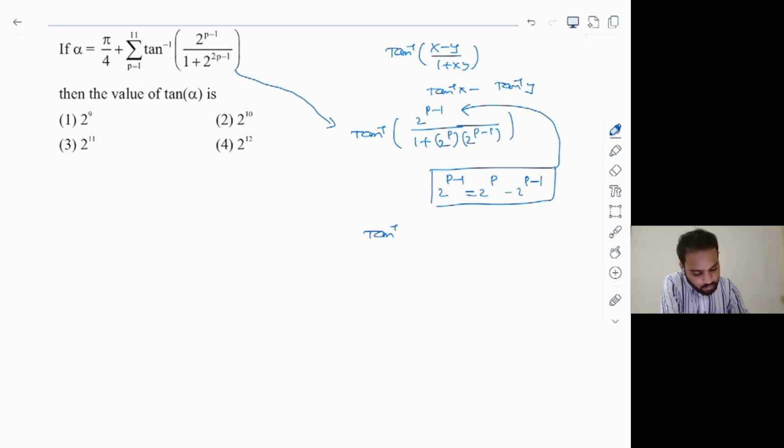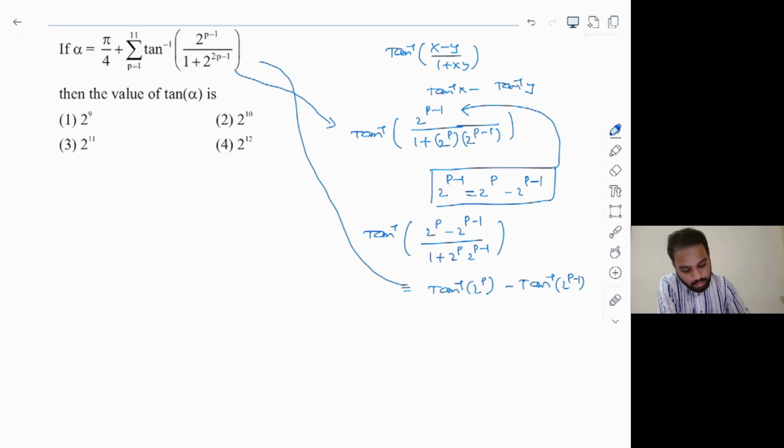So finally what we have is tan inverse of (2 to the power of p minus 2 to the power of p minus 1) divided by (1 plus 2 to the power of p into 2 to the power of p minus 1). So let us take this simplification and substitute back in the sigma. This is exactly in the form of tan inverse of (x minus y) divided by (1 plus xy), which will give you tan inverse of x minus tan inverse of y. So let's substitute back in the question and see what we get.